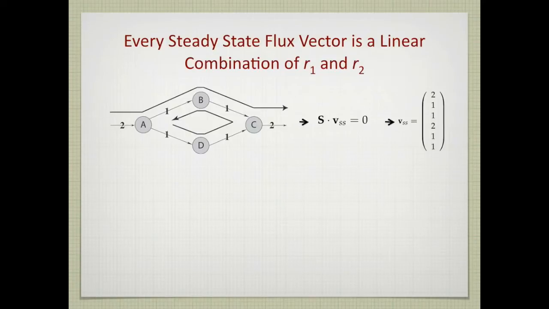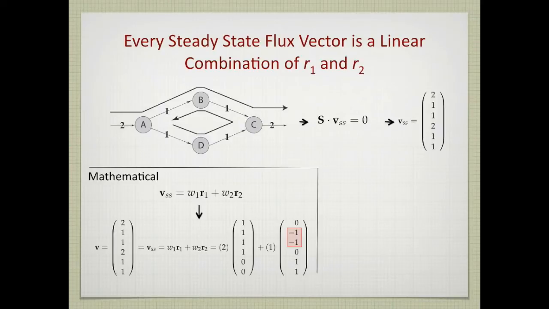Our steady state flux vector, sometimes we call this the flux distribution because this is a distribution of weights in the flux vector. So we can take that vector 2, 1, 1, 2, 1, 1, and we can break it down into those 2 basis vectors that I had before, and that's what's shown in this slide. And this particular flux distribution is calculated by multiplying the first basis vector by 2 and the other one by 1, summing them up to get that point.